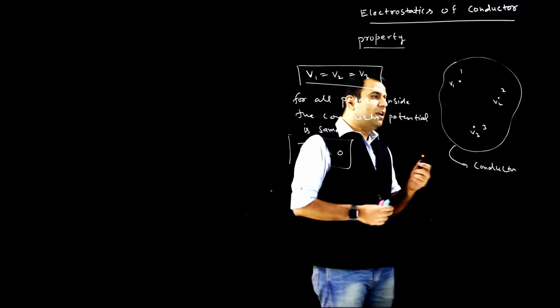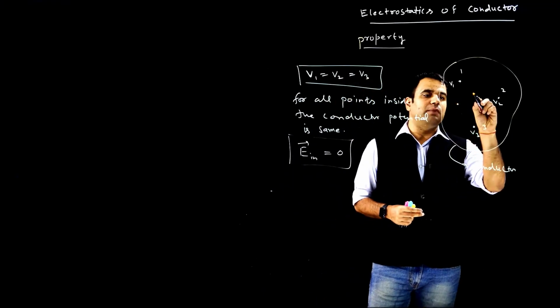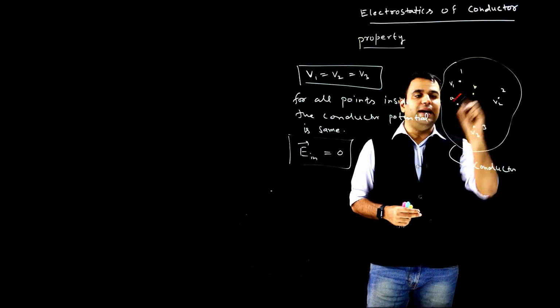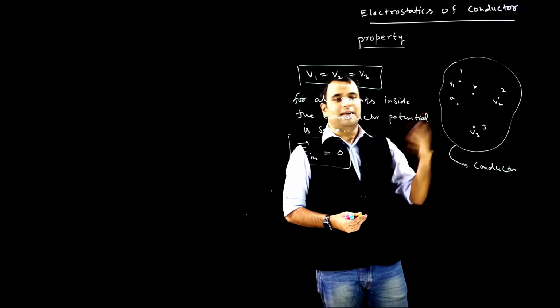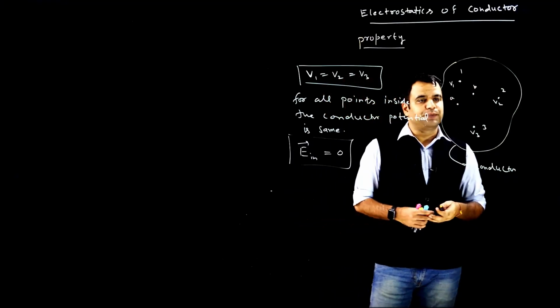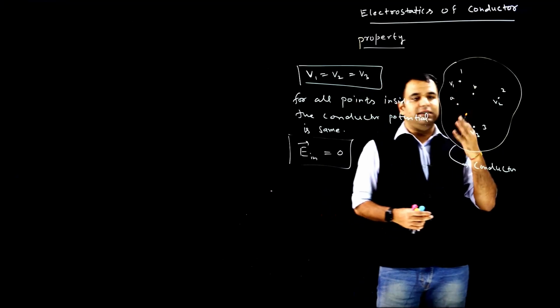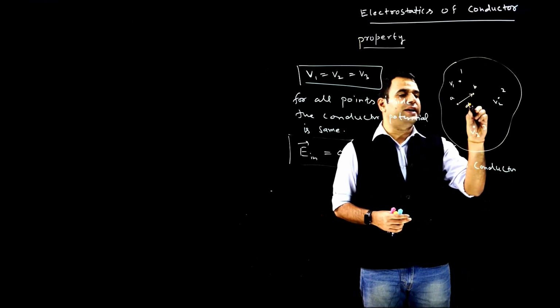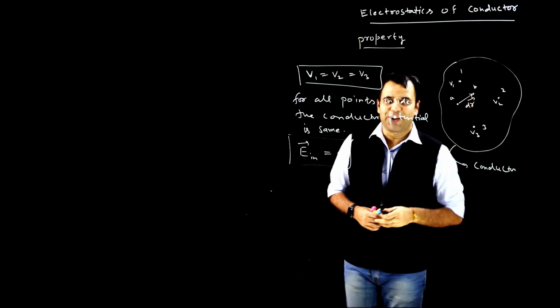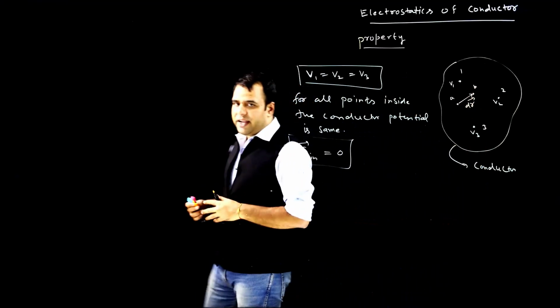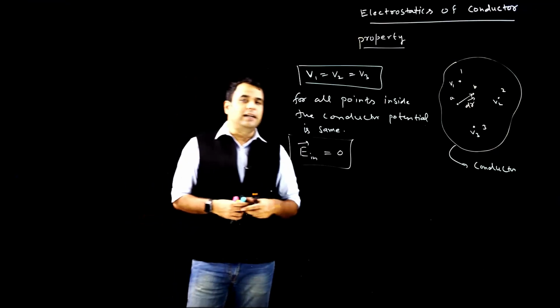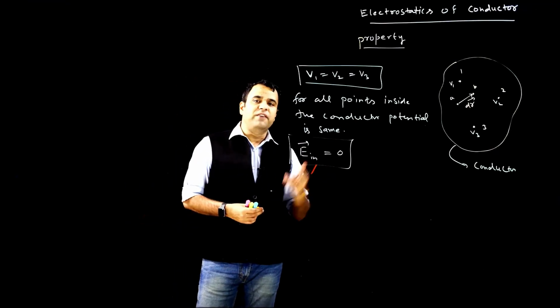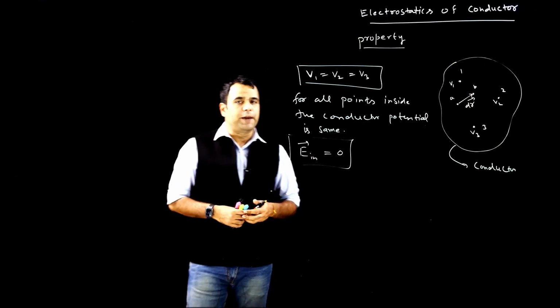Okay. Now let's assume 2 points here. I'm calling them A and B. There are two general points inside this conductor. So A and B are these two general points, and the position vector of B with respect to A I am defining as dr. Okay. So A and B I have taken as random points, and the position vector of B with respect to A is dr.